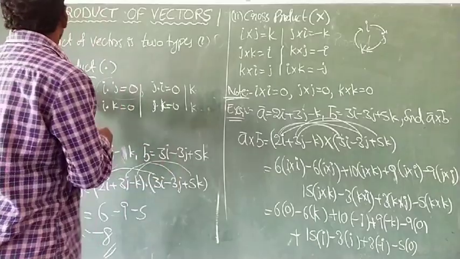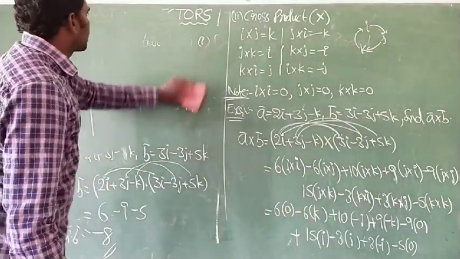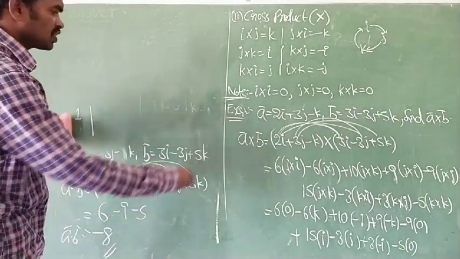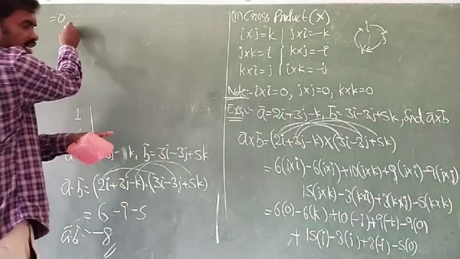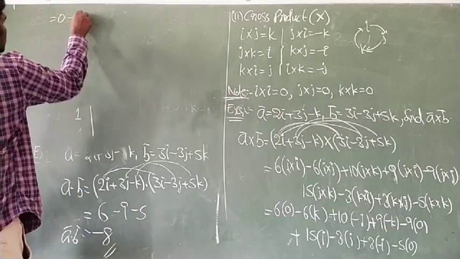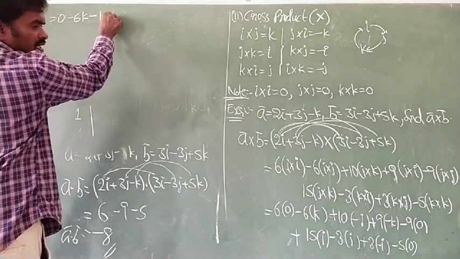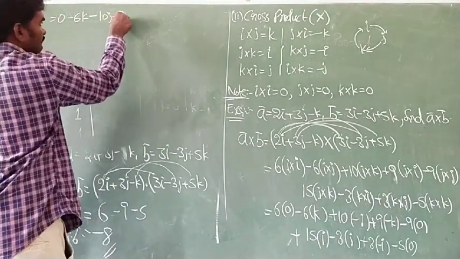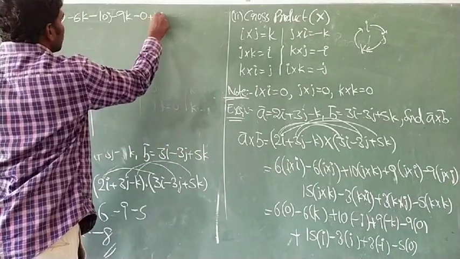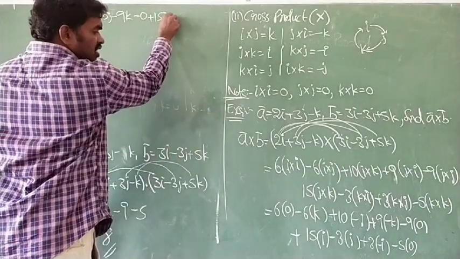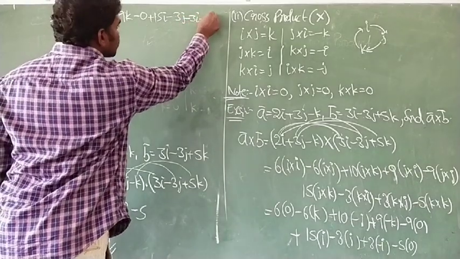Okay, here I am going to simplify. When I remove the chapter name and this one, what did you write? Next, 6 into 0 is 0. Next, 6 into k is 6k. 10 into minus j is minus 10j. Next, 9 into minus k is minus 9k. 9 into 0 is 0. 15 into i is 15i. Minus 3 into j is minus 3j, minus 3 into i is minus 3i. Minus 5 into 0 is 0.